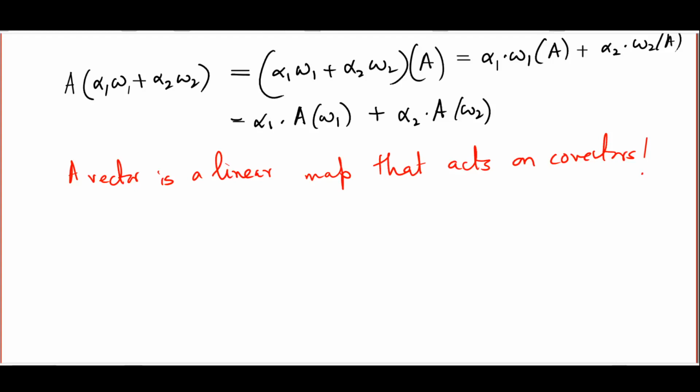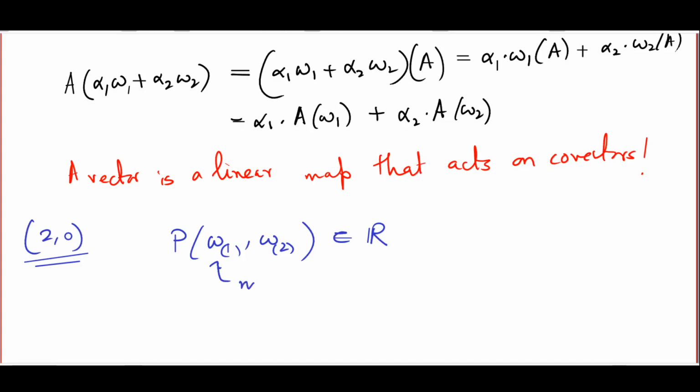Now it should be pretty easy to understand what a (2,0) tensor will be in this language. It will simply be a map P which takes in two covectors and maps them onto a number in a multilinear fashion. So this has to be multilinear in the sense that it's linear in both the covectors omega (1) and omega (2). I put brackets around the 1 and 2 here just to stress that these are two different covectors and these 1 and 2 do not indicate components.